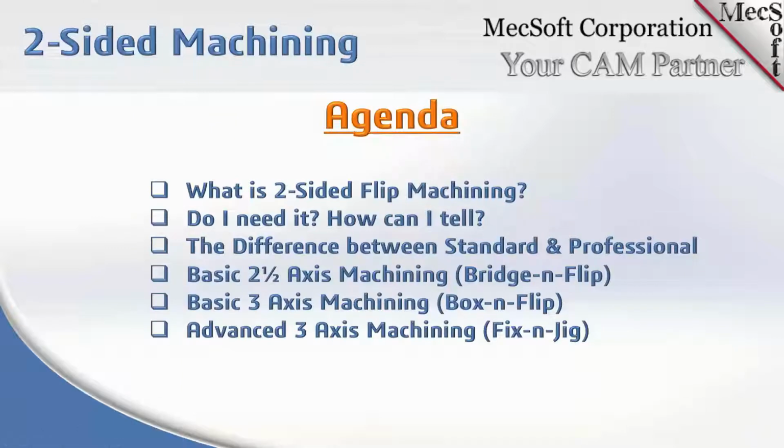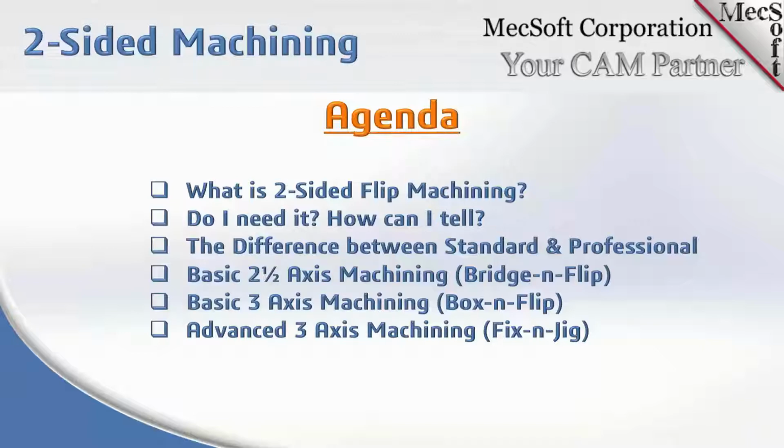Okay, so the agenda for today is, as I mentioned, two-sided or flip machining. The topics we're going to be talking about: we're first going to start with what is two-sided flip machining, defining that. And then, do I need it? How can I tell? Some of you might not even be aware that you might need it, and we can teach you how to determine that. We'll also talk a little bit about the differences between the standard and the professional configurations. What would you need in terms of how do you program flip machining if you had the standard as opposed to if you had the professional configuration? Because in the professional, it's a lot easier to do this.